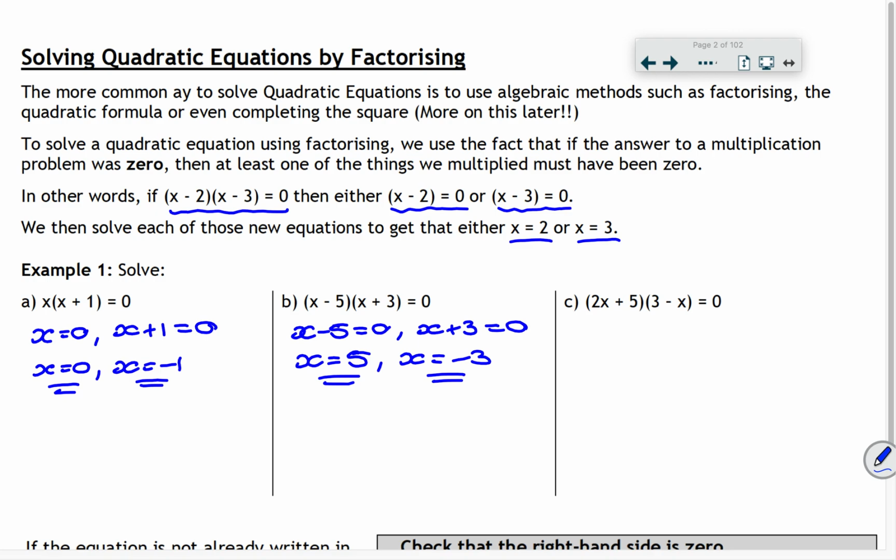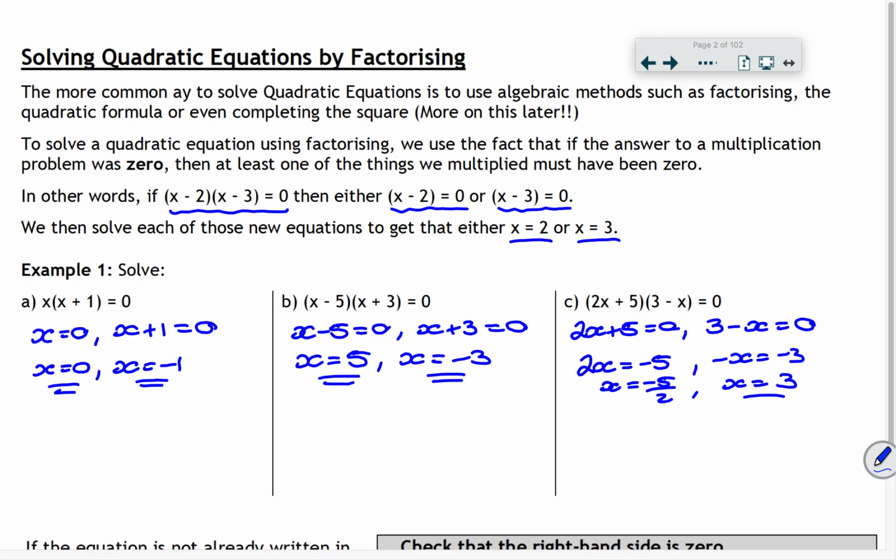Okay. The next one here, we have 2x plus 5 and 3 minus x equals 0. So it means that 2x plus 5 is equal to 0 or 3 minus x is equal to 0. So solve them one at a time. So that would give me 2x is equal to negative 5. So x has to be negative 5 halves. The next one is minus x is equal to minus 3. So x has to be equal to 3.